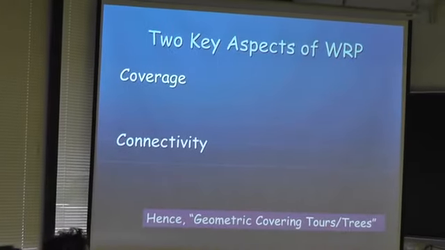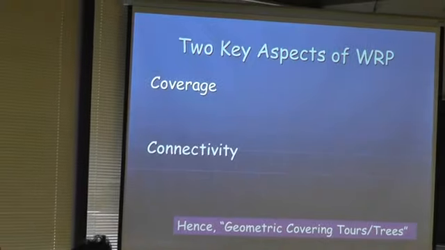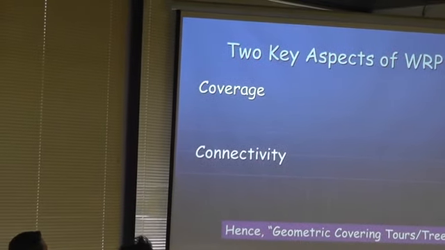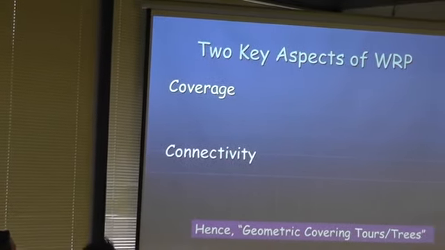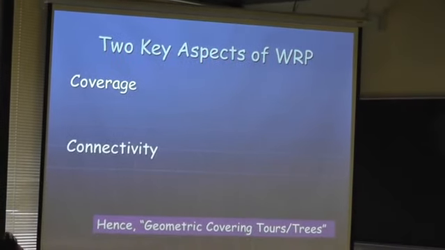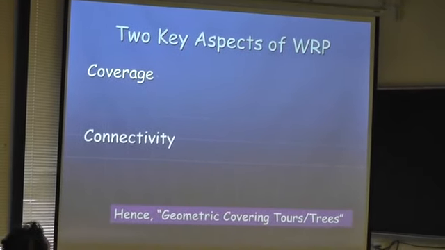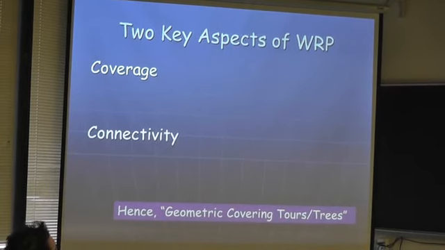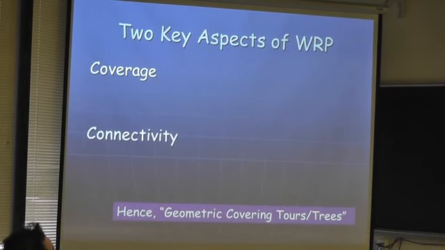So 2 key things. Weighted region problem is a covering tour, and because I'm going to concentrate right now on a single tour, it has to be a connected set. So I want a connected set that visibly covers all the points of my space. Think of it as a polygonal domain for now.